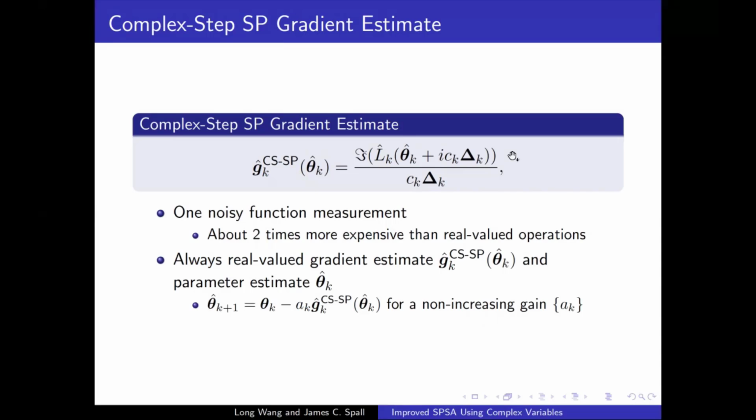One is there's only one function measurement. That's really useful when you have non-stationary problems, where when you take a function measurement, the system has to evolve to the next state, so you cannot really take two measurements at the same time. But you have to be careful here: even though we reduce the function measurements by half, since complex variables double the number of variables, the actual implementation may be more expensive than a real-valued-only operation.